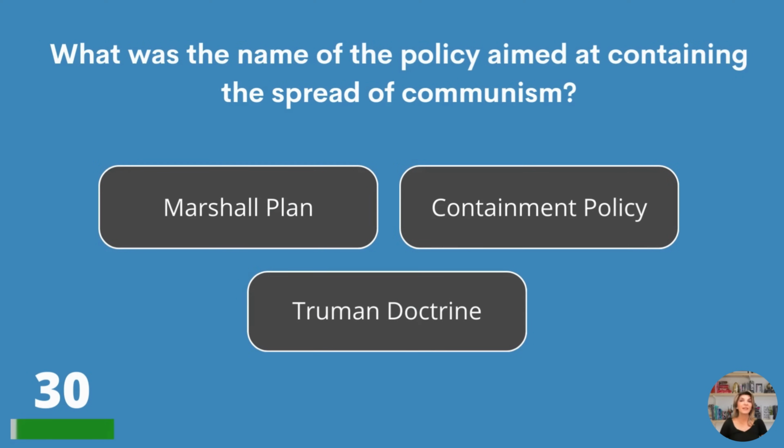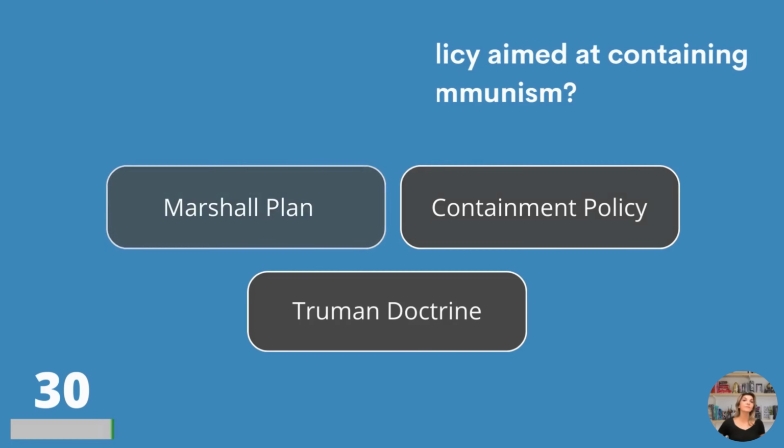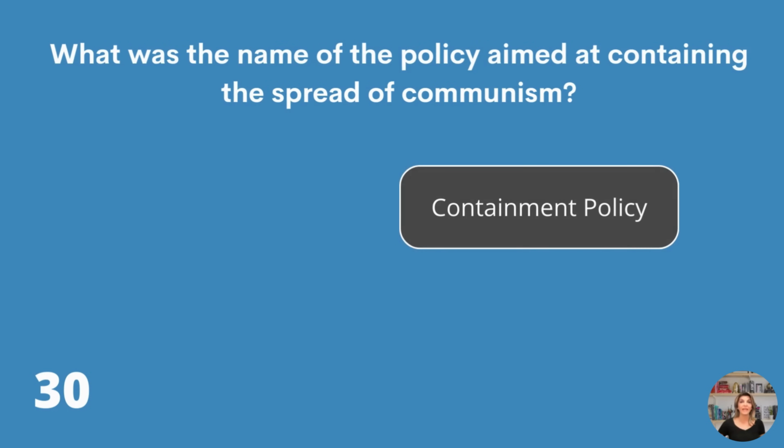What was the name of the policy aimed at containing the spread of communism? Marshall Plan, Containment Policy, or the Truman Doctrine? Containment Policy.